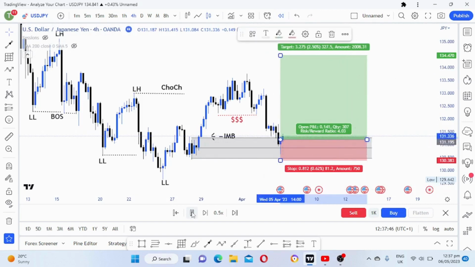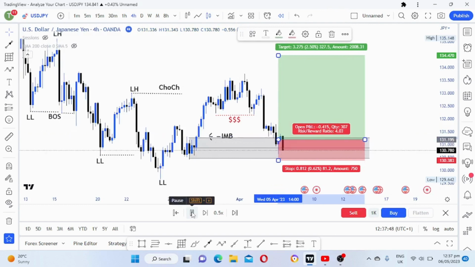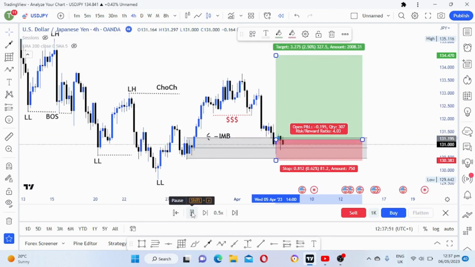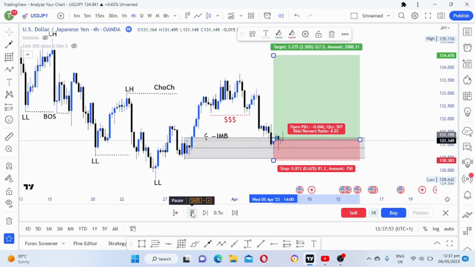Now what should we do? We just watch price. So long as you put a stop loss there, you don't worry. You just watch price.